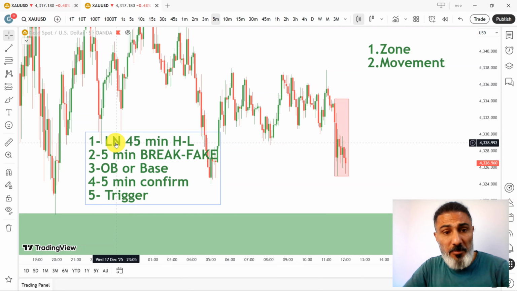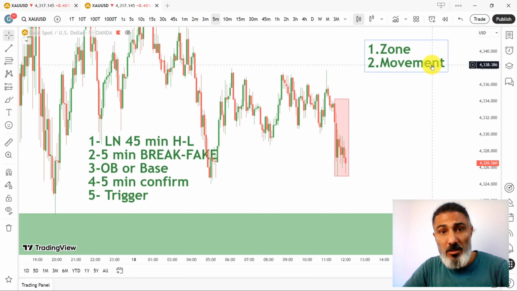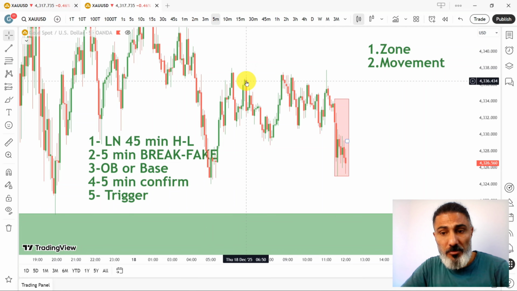when 45 minutes have passed from London Open, then you have your zone. You mark your high and low in that 45 minutes, then you have your zone. Secondly, you have to see a movement on either side. This movement would happen in the 5 minute time frame. We trade this strategy in the 5 minute time frame and only for gold.